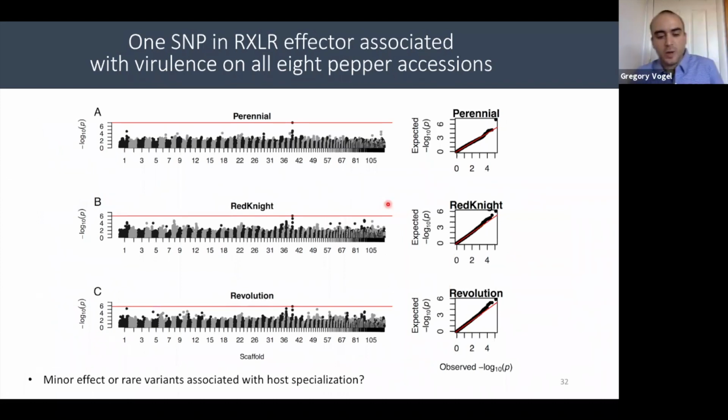So we then did a genome-wide association study for virulence in this isolate collection, using as phenotypes virulence on each of the peppers individually, as well as scores along the phenotypic PCs. And we only found one SNP that was significantly associated with any of these traits. And that was this SNP on scaffold 39 of Phytophthora capsici that only surpassed a 10% false discovery rate threshold for virulence on Perennial, Red Knight, and Revolution, but showed really consistent effects on virulence on all 8 of the peppers, explaining somewhere between 5 to 20% of the phenotypic variance.